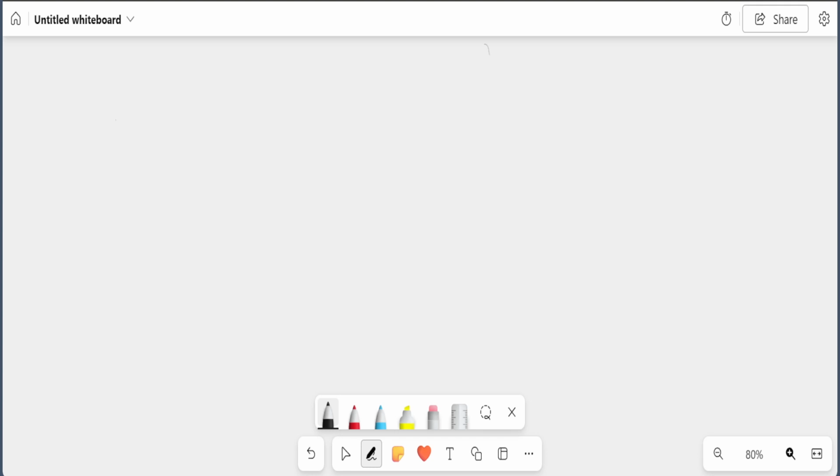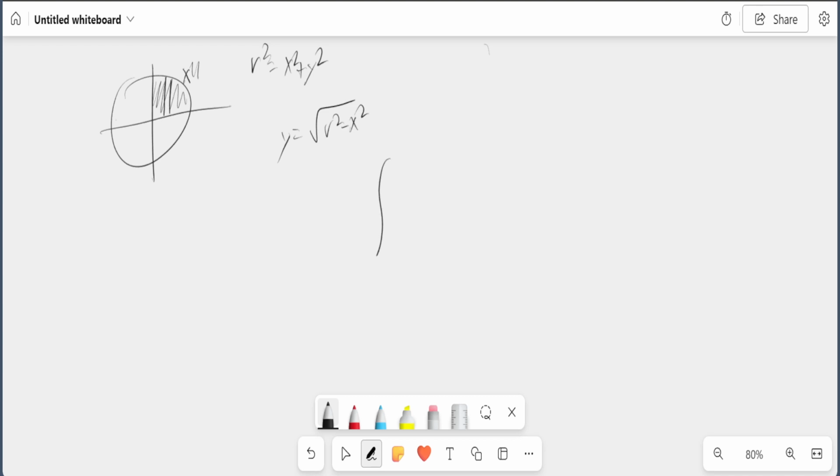Area of a circle. Well, I'm going to do a quarter and multiply it by 4 again. This will be r squared is equal to x squared plus y squared. So y is equal to the square root of r squared minus x squared. And we want to do this interval. Does anyone need me to show how I set up this interval? I think we'll be fine. 0 to r, and then we want to multiply that by 4.